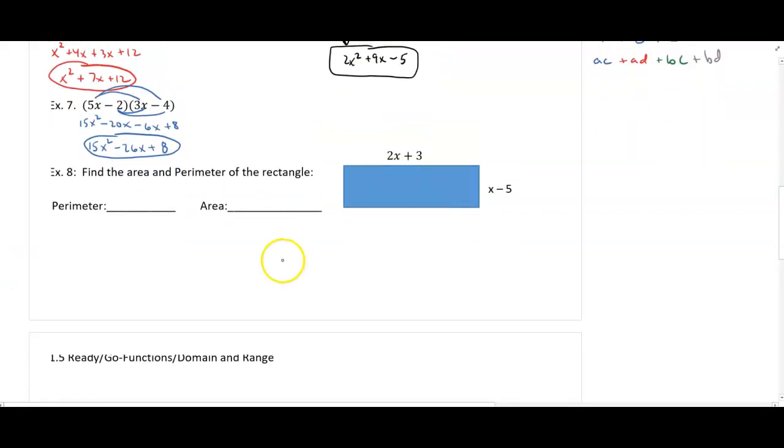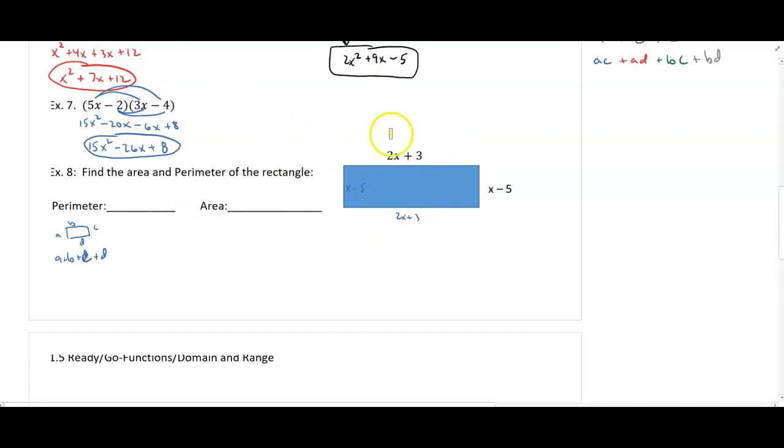Now the last one here. Find the area and perimeter of the rectangle. Remember, the perimeter of a rectangle, you basically add up all the sides. So if I have A, B, C, and D, all I do is I add them up to find the perimeter. So in this case, if this side is 2x plus 3, this side is 2x plus 3. If that's x minus 5, that's x minus 5. So now when I go to find the perimeter, all I do is add these all up.